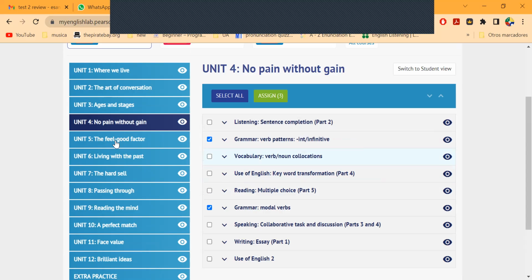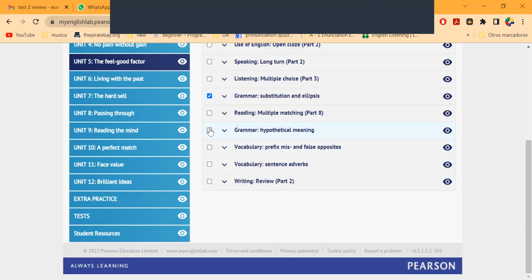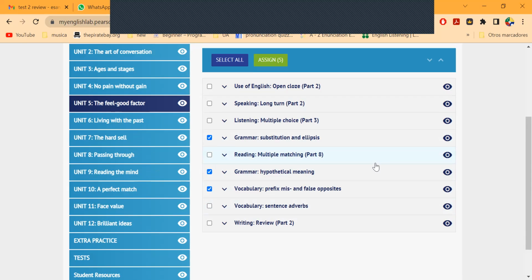From unit number 5, the feel-good factor, we have the following contents. The first one is substitution and ellipsis. Then we have hypothetical meaning. And then we have the first vocabulary content, which is prefix mis- and false opposites. Substitution, ellipsis, hypothetical meaning, and prefix mis- plus false opposites.